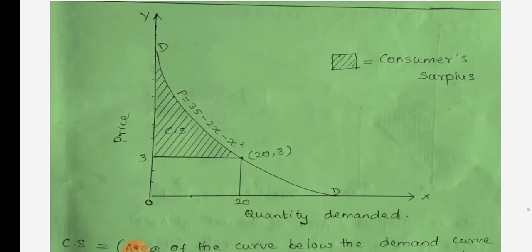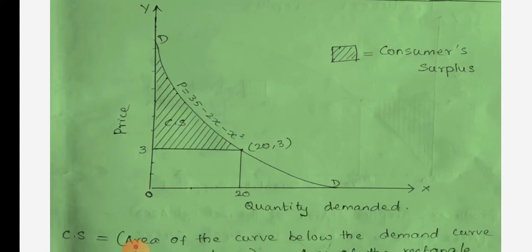Now look into the graph here. In the x-axis we have taken quantity demanded, in the y-axis we have taken price. I told you the demand curve is a downward sloping curve. Just draw the demand curve DD and name it with the function of the demand curve, which is given to be P is equal to 35 minus 2x minus x square. I have written that also. Now here they say that when price is 3, quantity demanded is 20.